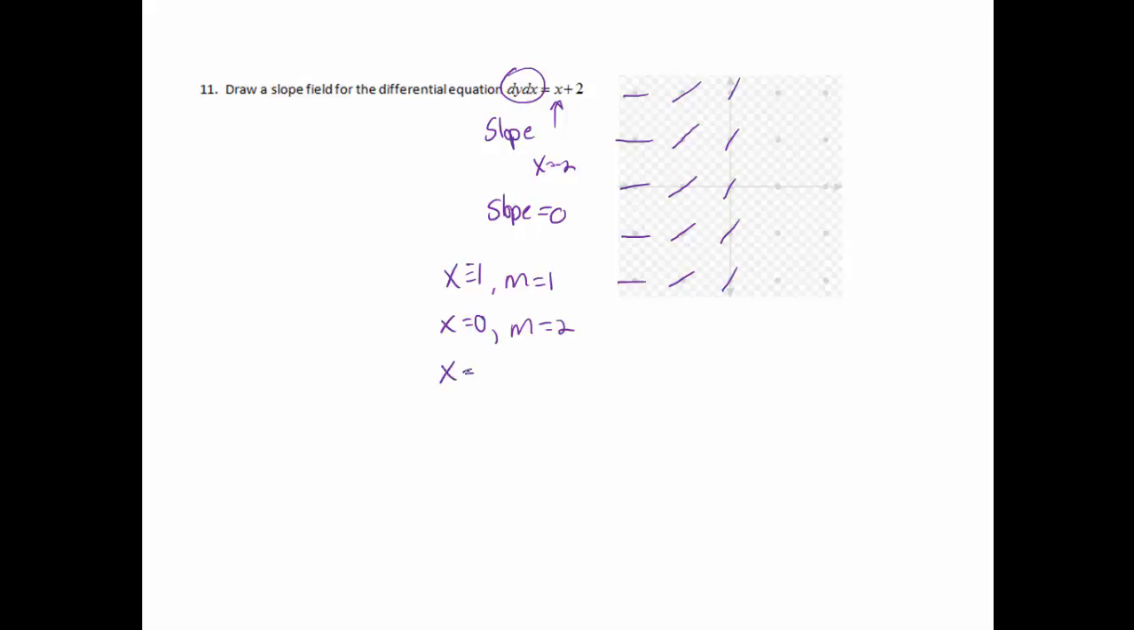Then when x equals 1, my slope will be 1 plus 2 is 3. So now my slope is 3. And then when x equals 2, my slope will be 2 plus 2, which is 4. So now I'm going to try to get really steep. Okay, so that's what my slope field would look like. And if we wanted to go the other way, our next thing would be negative 1 going the other way.